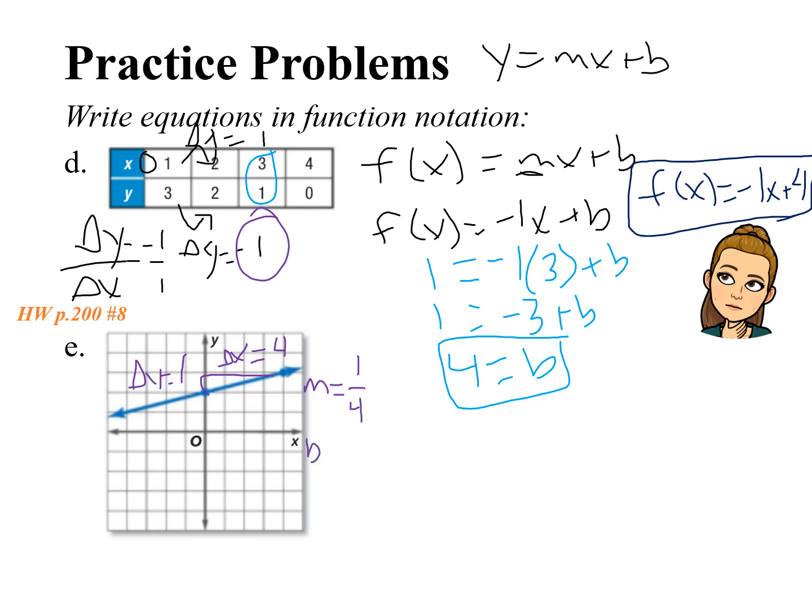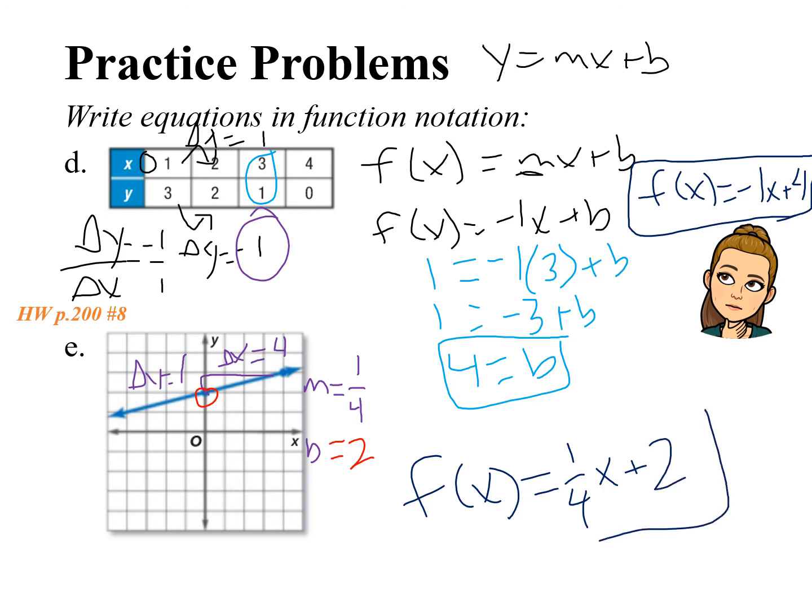For my b value, I need to find where I cross the y-axis. So in this case, I cross the y-axis at a value of 2. My equation then is going to look like f of x is equal to my slope times x plus my y-intercept, which in this case is b, which is 2. F of x is 1/4 of x plus 2.